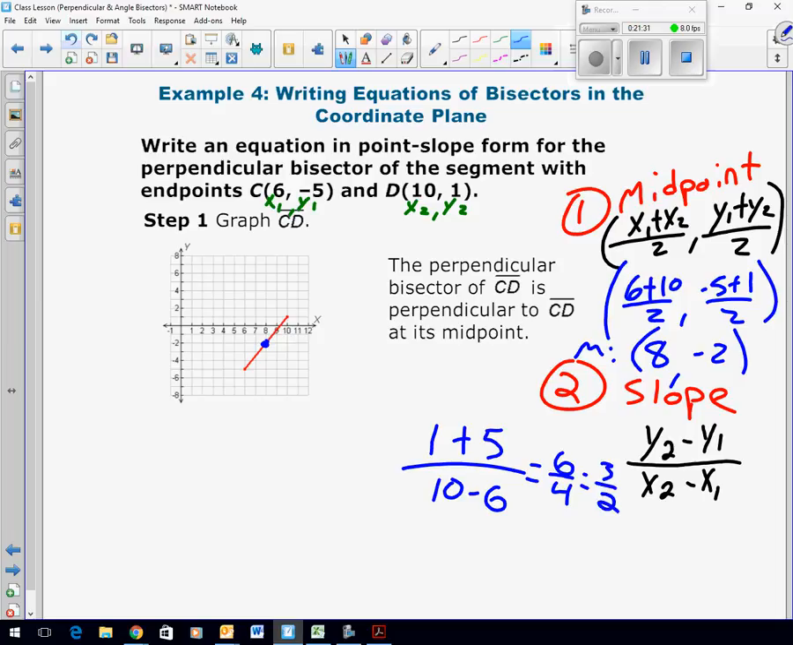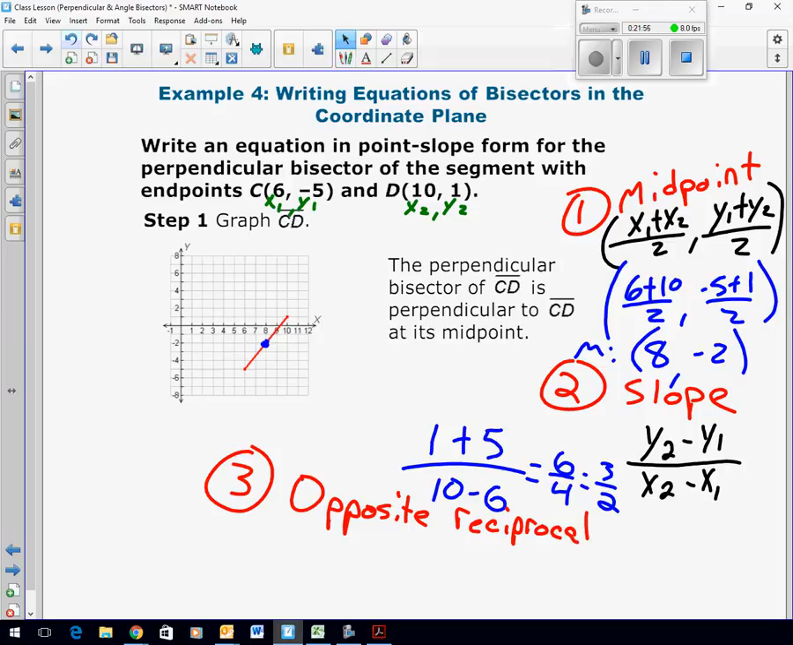Now, that is step 2. Here is step 3, which I assure you, you've never done before. You take your slope, and you take the opposite reciprocal. Y'all have heard that word, reciprocal. You take your opposite reciprocal slope.